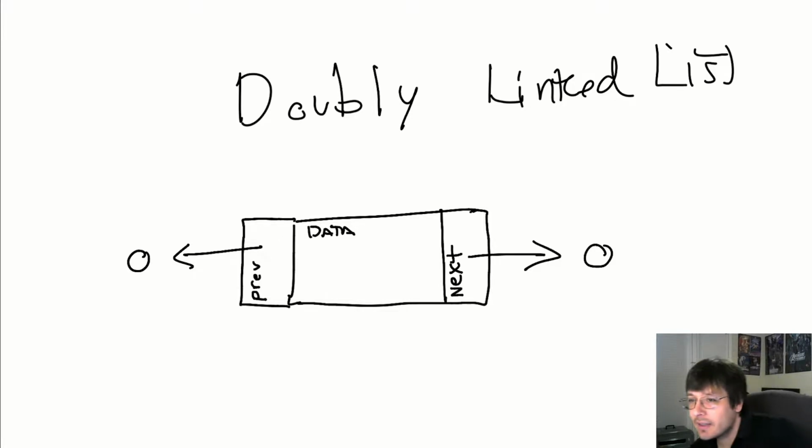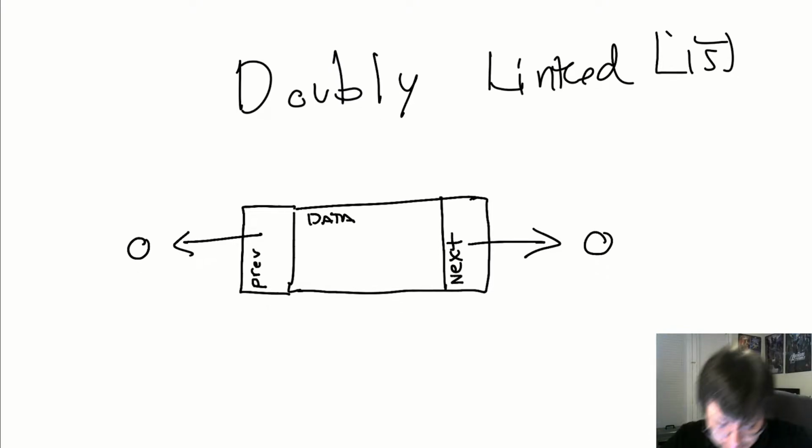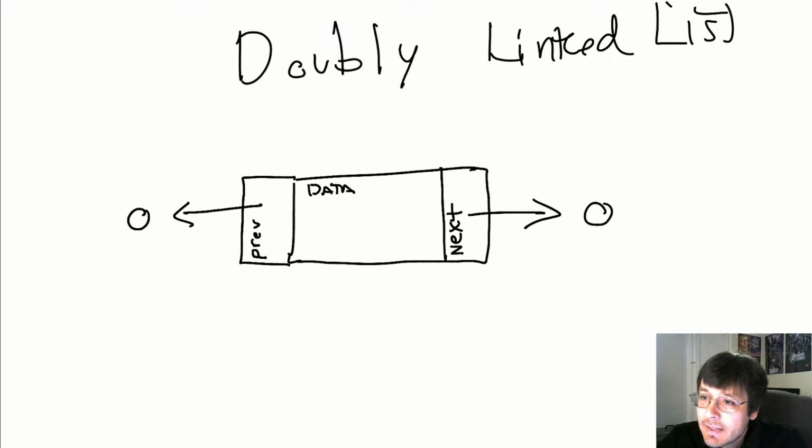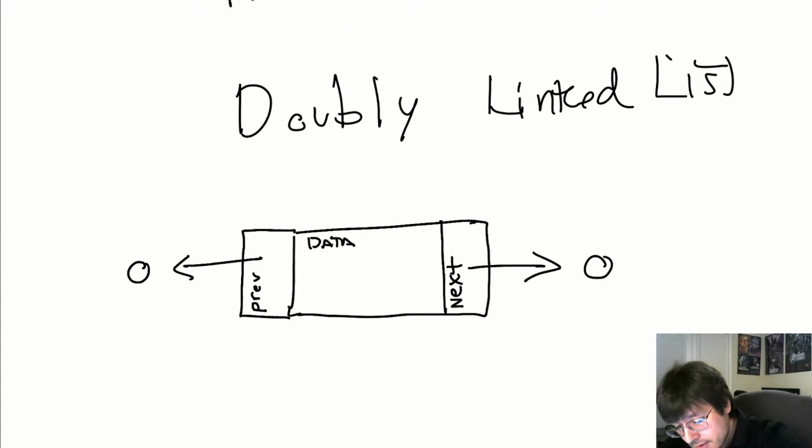It's like, how would you like your burger? Single or double? All right? So that's it. That's all there is to it. Literally, this is a doubly linked list. The end of the story.